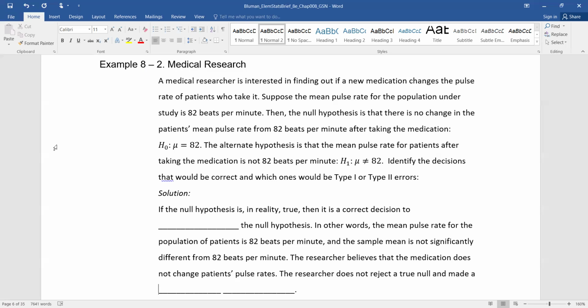And then we'll state that the alternate hypothesis is that the mean pulse rate for patients after taking the medication is simply not 82 beats per minute. So it could be less than or greater than. So we simply say not equal to 82. Identify the decisions that would be correct and which ones would be type 1 or type 2 errors. So here we go.